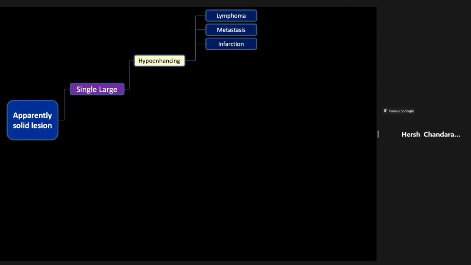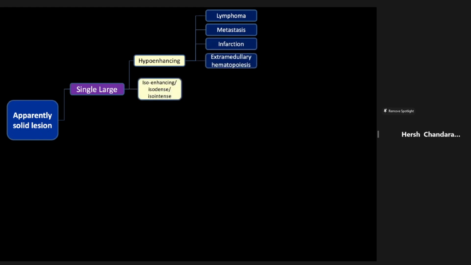This is my last algorithm. So I showed you the algorithm with cystic lesions and multiple small hypo-intense or hypo-attenuating lesions. Here, what's my algorithm for apparently solid lesions? And I'm saying apparently for a reason. I'll tell you why now.